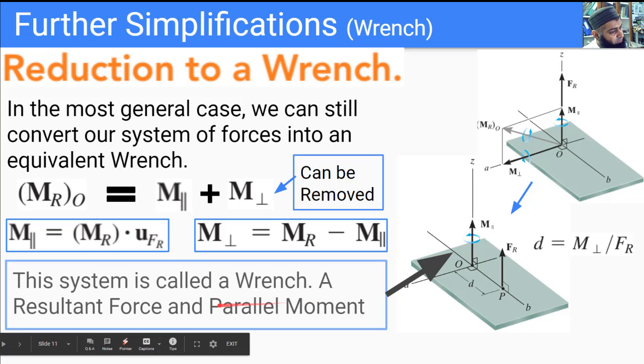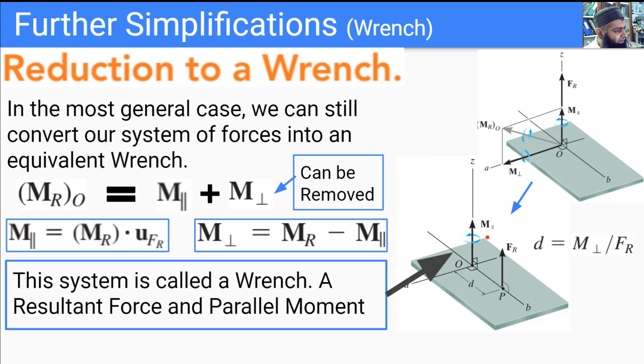So this is what we call a wrench, that we resolve our system into a force and a moment, and the moment has to be parallel to the force. But this is not a special case. This is what we can say a further simplification, that we can resolve our force systems into a wrench, and the property of a wrench is that the resultant force and the couple moment are parallel to each other. So I hope this is clear.